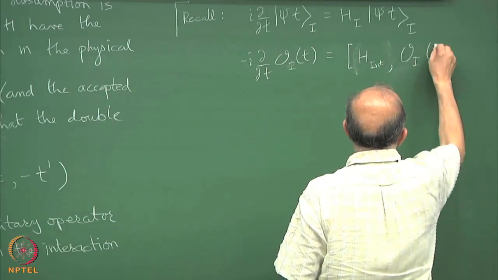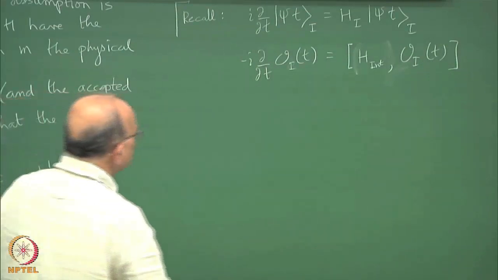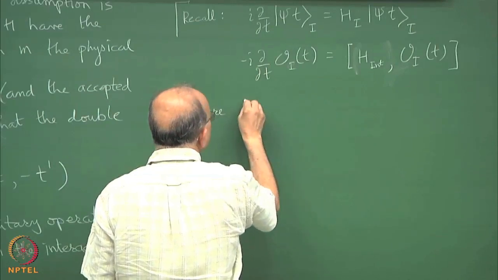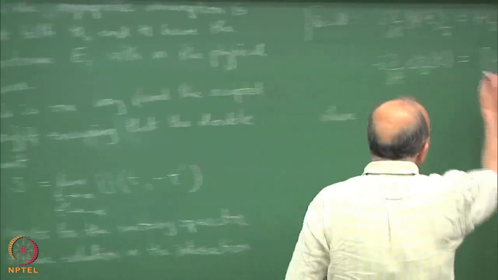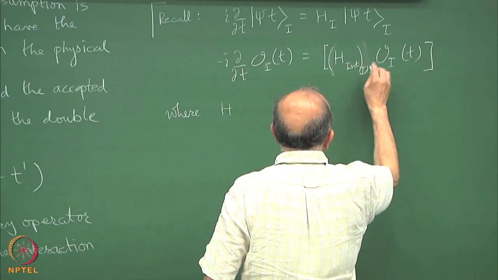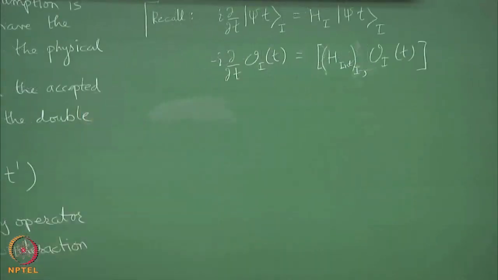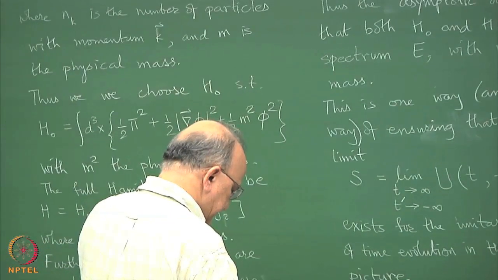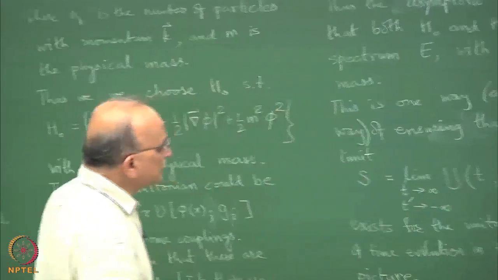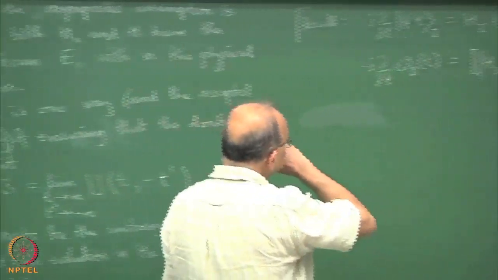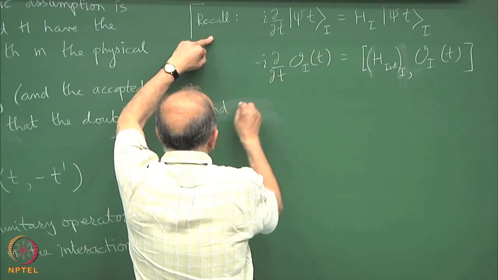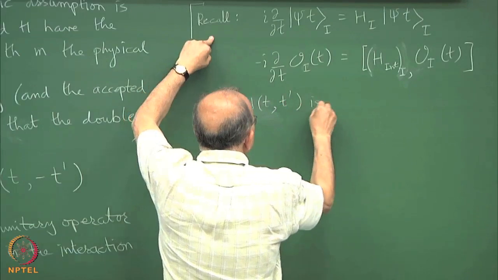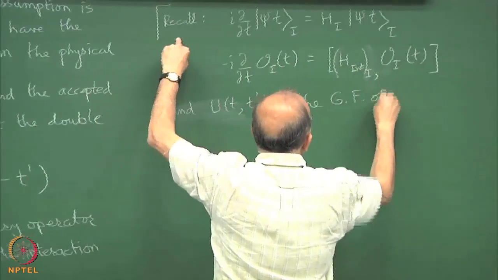O_I(t) where, well, just to be sure, let me put the I here, that makes it, then I don't have to make any caveats, okay. Yeah, so H interaction in the interaction picture is same as H interaction in Schrodinger picture, because yeah, I mean this is what I remember. So the point is, this is how you define the interaction picture, and then because of this, the time evolution U is the Green's function of this equation.